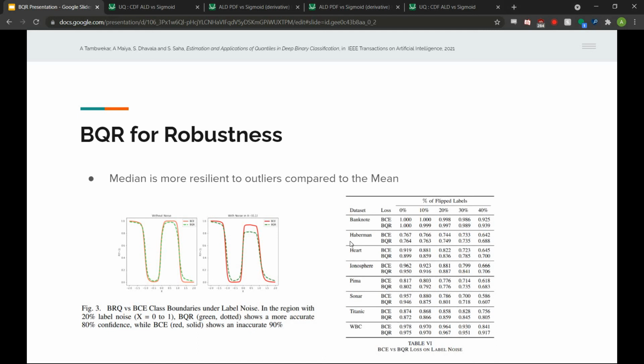We also notice that the quote-unquote confidence, the probability score produced by binary cross entropy, is usually higher than it should be compared to what BQR generates. So what we found was that BQR was more true to earth. It showed us scores of 80% when we expected to see 80%, while BCE was a bit more overconfident and gave us scores closer to 90%.